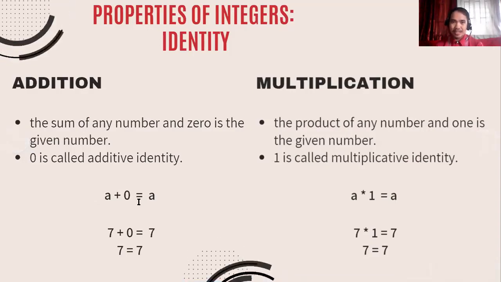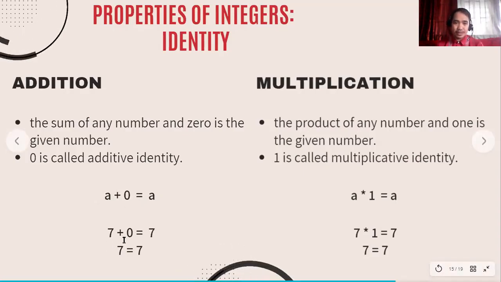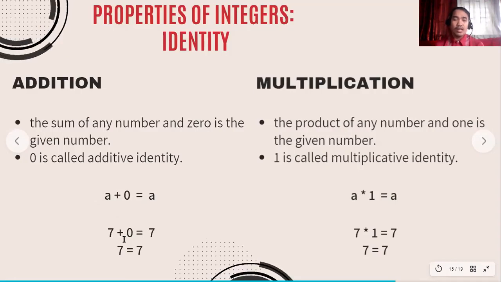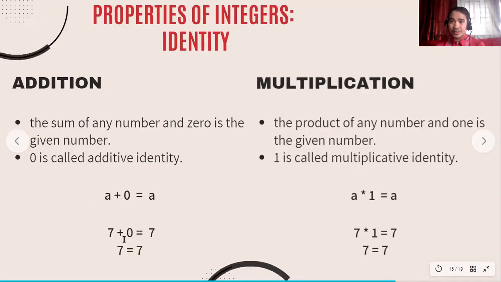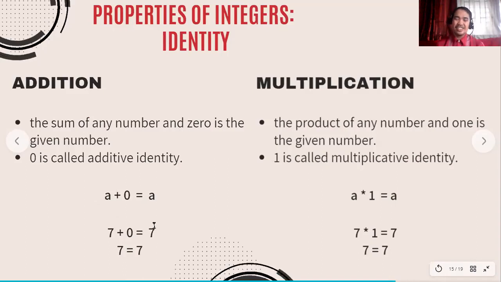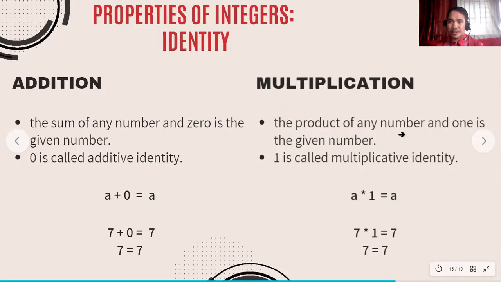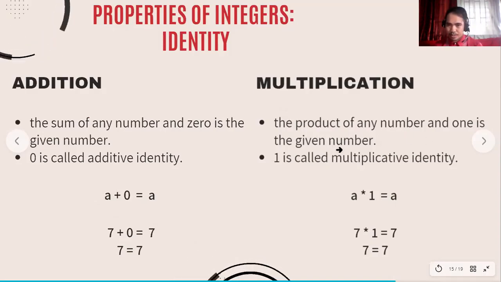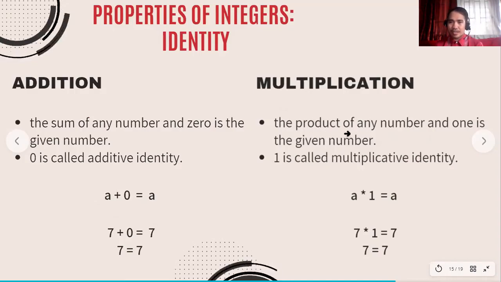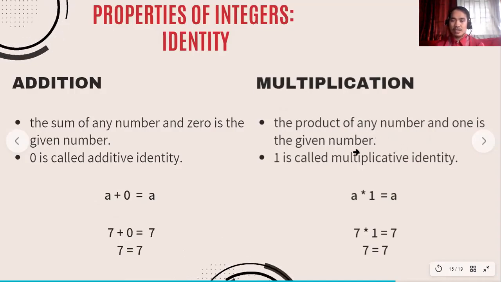Please do bear that in mind, okay? For example, 7 plus 0. Our number is 7. Now, added to 0, the answer is 7. Very good. What about in multiplication? The product of any number and 1 is the given number. Or the answer is the number itself. So 1 here is called the multiplicative identity. Okay?